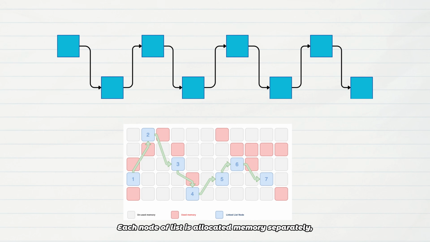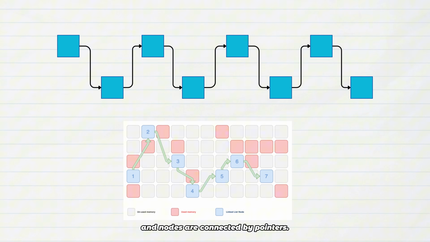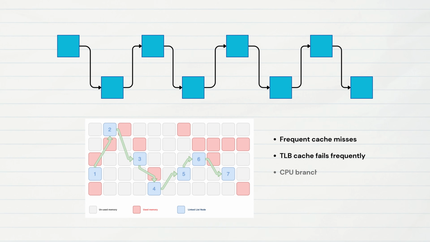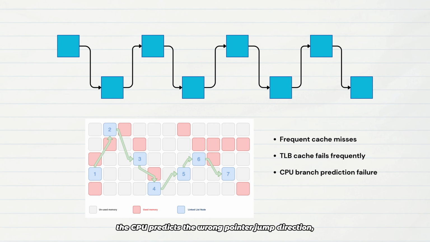Each node of list is allocated memory separately, and nodes are connected by pointers. The memory distribution is random and scattered. This will lead to frequent cache misses. Every time the CPU accesses the next node, it has to go to a new memory address. There is nothing in the cache, so it can only read from memory, which is very slow. There are also many TLB misses. Each node may be in a different memory page, and the TLB cache fails frequently. Moreover, it will cause CPU branch prediction failure. The CPU predicts the wrong pointer jump direction and has to re-pipeline, which consumes extra CPU cycles.